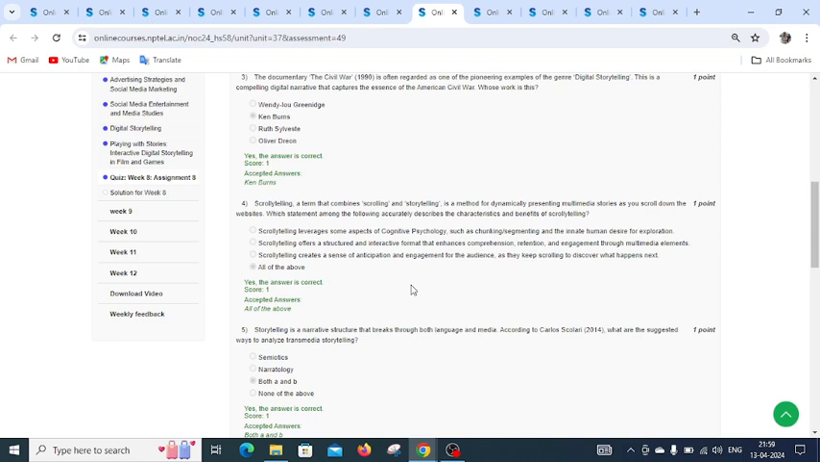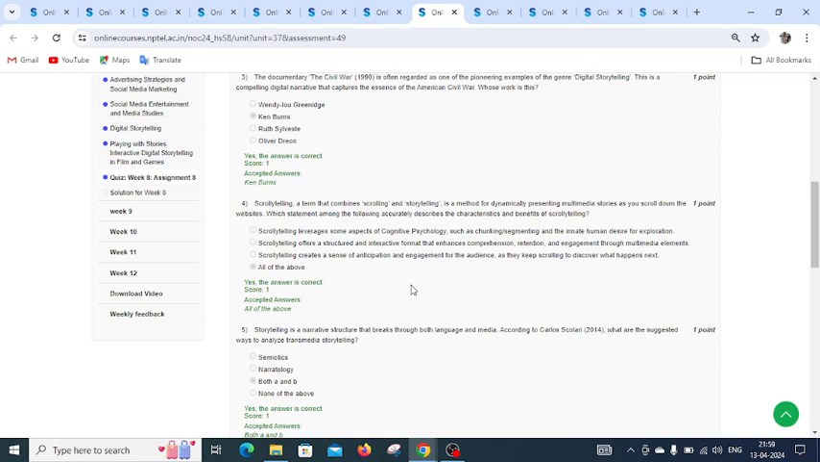Scrollytelling is a method for dynamically presenting multimedia stories as you scroll down the website. Which statement among the following accurately describes the characteristics and benefits of scrollytelling? All of the above is the right answer.